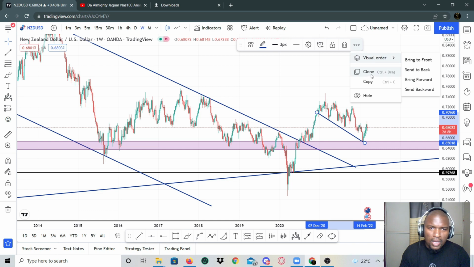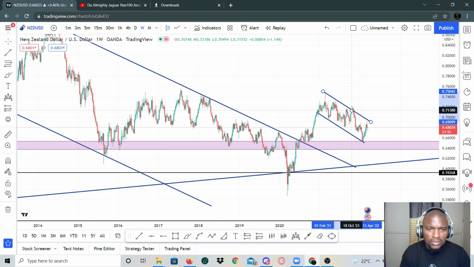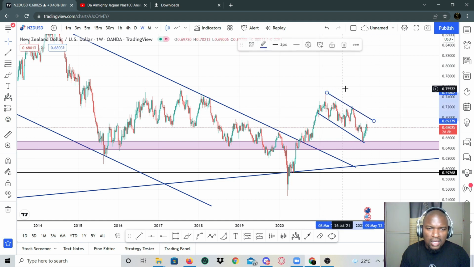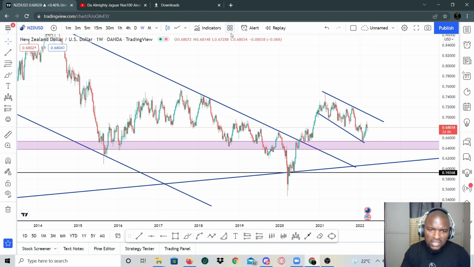I'm just going to mark our highs right there and clone this. So from these levels, guys, you are able to see that where the current market price is on NZD/USD, we have a zone right here.